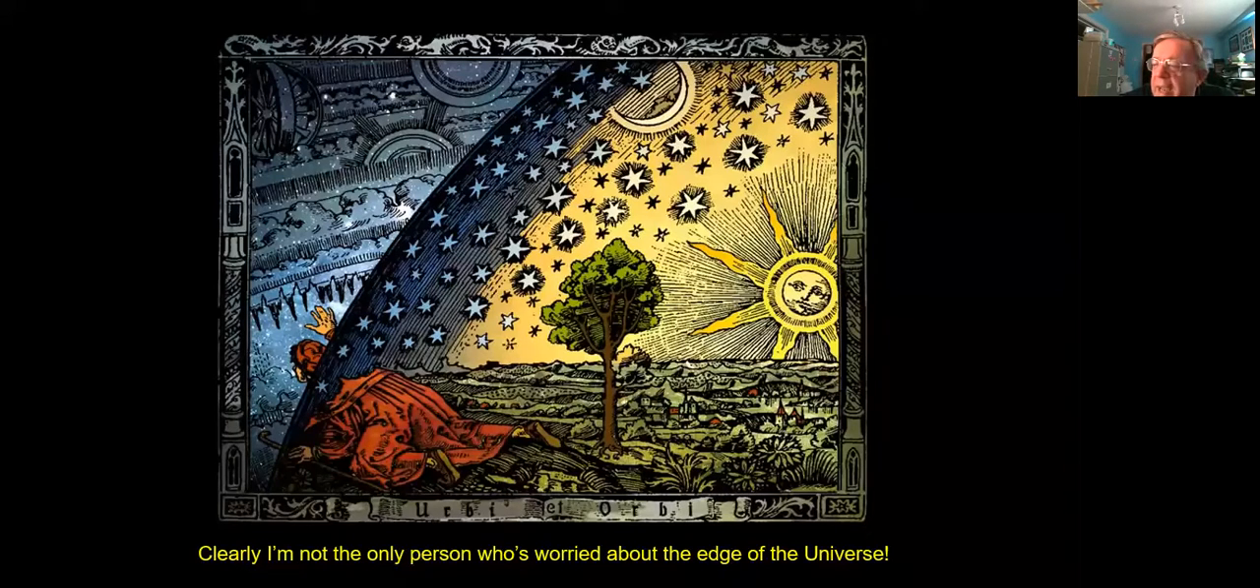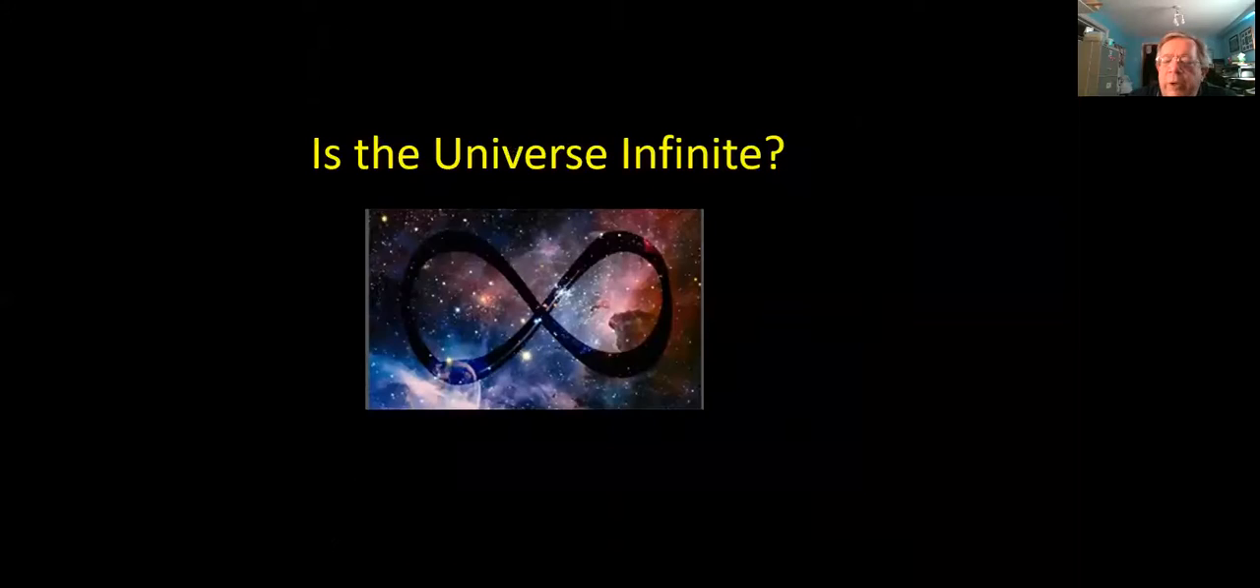Now, what's behind that question is really another version of the same question, how big is the universe? And the shepherd here is worried about whether or not there is an edge. In other words, he's asking the question, is the universe infinite? And that's a very important question, and one that we still do not have a perfect answer to, but I'll try to convince you of what I think the answer is during the course of this talk.